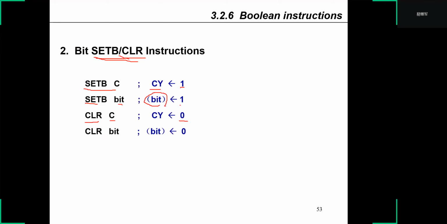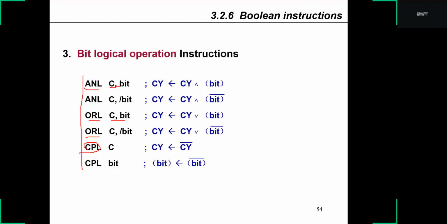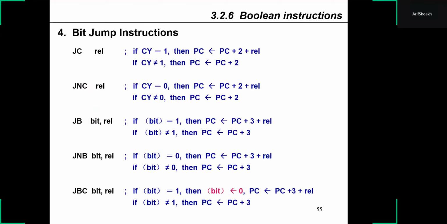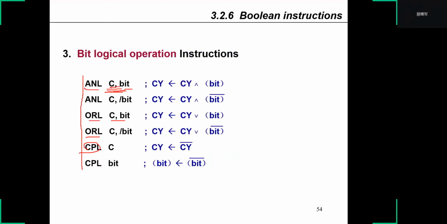Move 0 to C. CPL, the bit operation. C1, the carry bit. So C and C1 are the same.